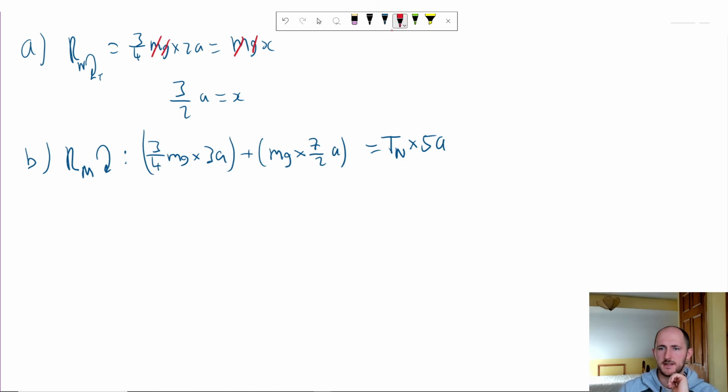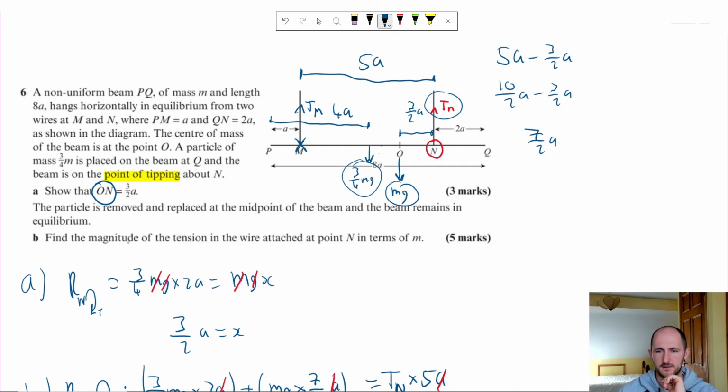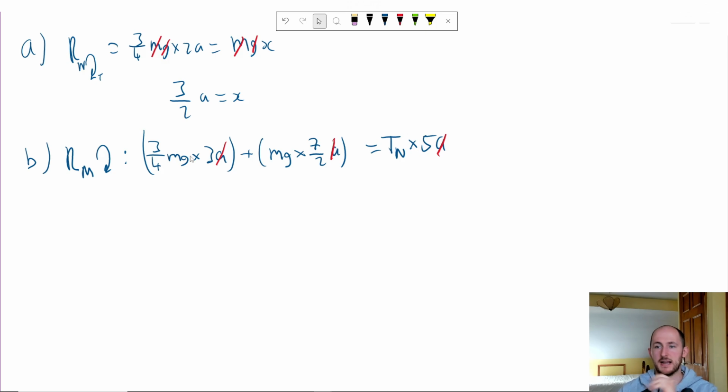Because a is in every single term, I'm going to cancel those out right now. There is nothing else that's in every single term, but if you notice, it says find the magnitude in terms of m. So we actually have everything we need now. If I want to expand this, we have 9 over 4 mg plus 7 over 2 mg equals 5, the tension at N.